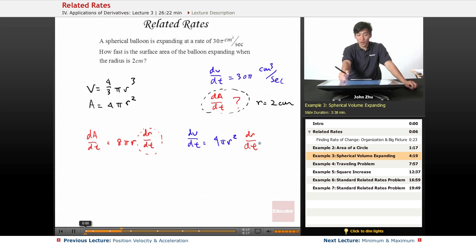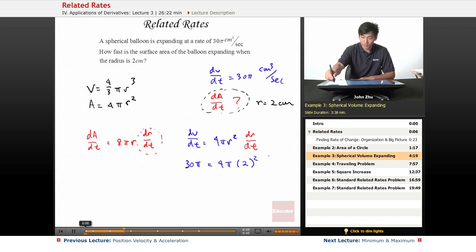Well, we're still looking for dA/dt ultimately, but we can use this to help us find dr/dt. So we know that the volume is changing at a rate of 30 pi centimeters cubed per second. So 30 pi equals 4 pi r, which is 2 centimeters squared, times dr/dt.